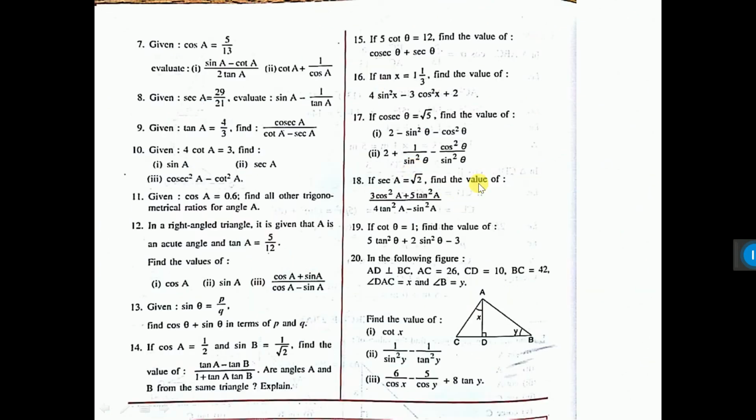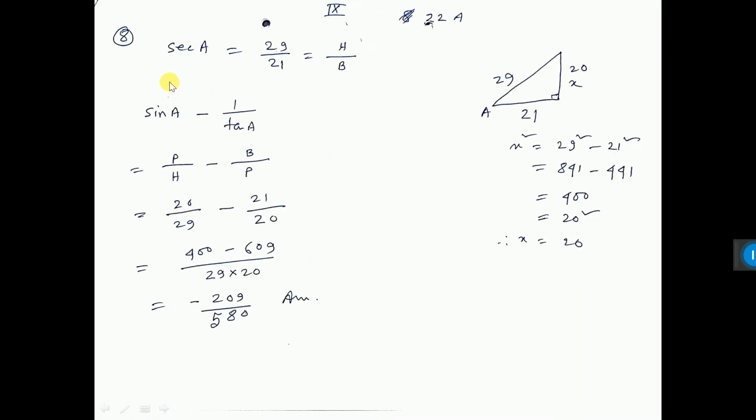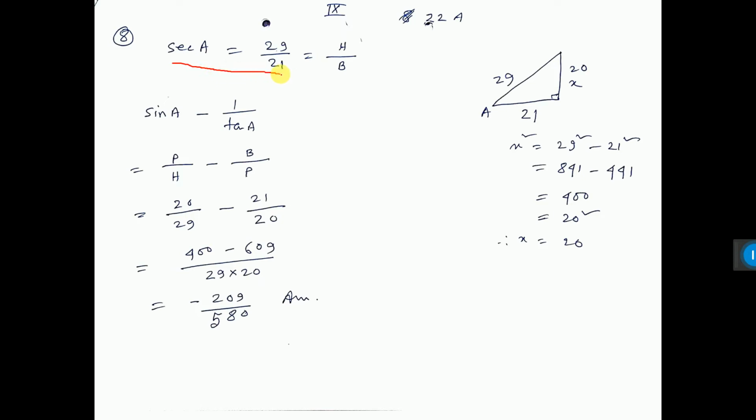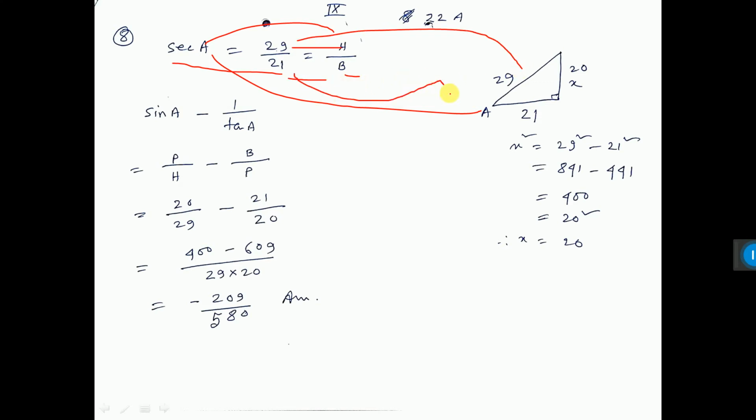Now I am going to solve the sums from here. Sum number 8. It is given that sec A equals this, evaluate sin A minus 1 by tan A. Since the sec A value is given, we know sec A means hypotenuse by base. So hypotenuse is this, base is this. See, I have drawn a diagram. Sec A means I have given angle A here, hypotenuse 29 is written here, and base is 21 written here.